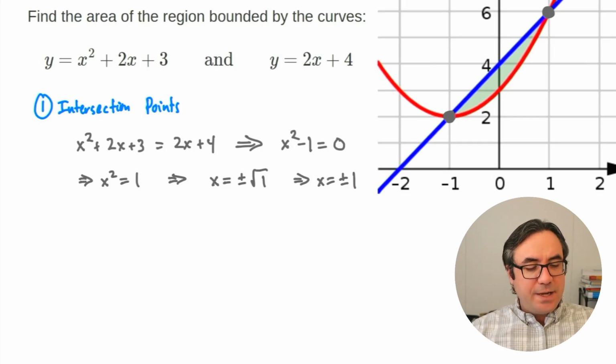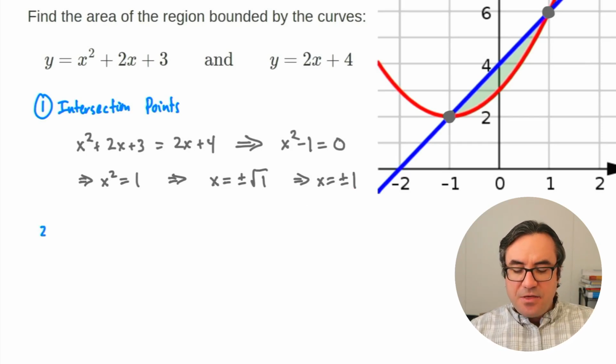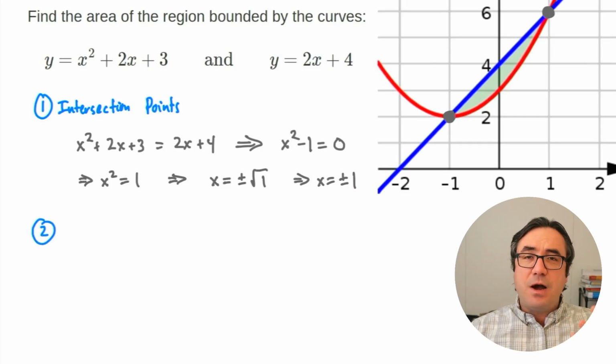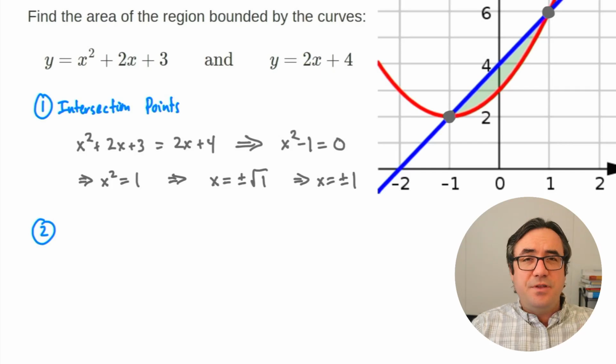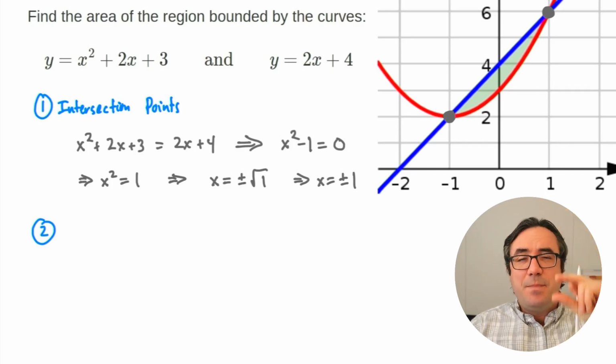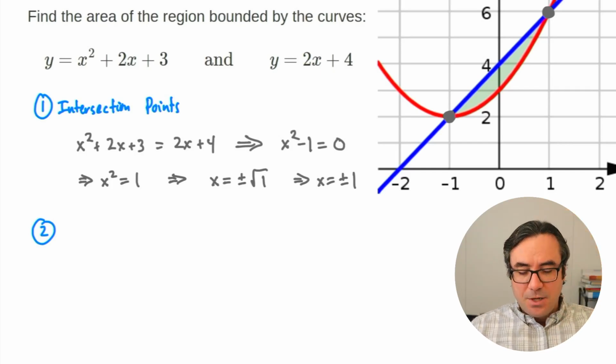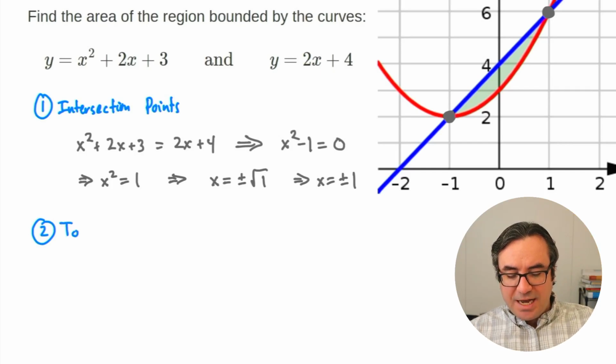All right, so once we get those intersection points, then we want to figure out which is our top function in order for us to set up our integral. Because if we remember, when we're trying to find the area, it's the integral of the top function minus the bottom function. So we've got to figure out which function's on top.